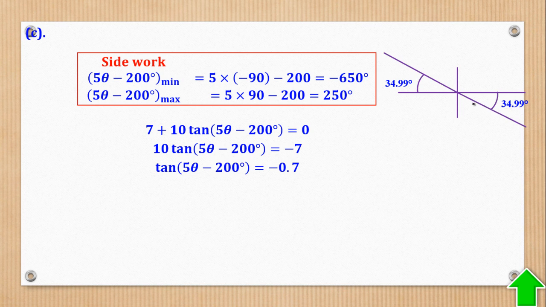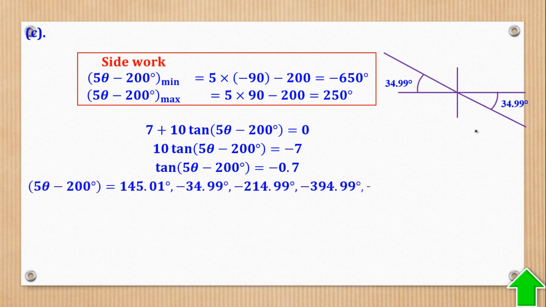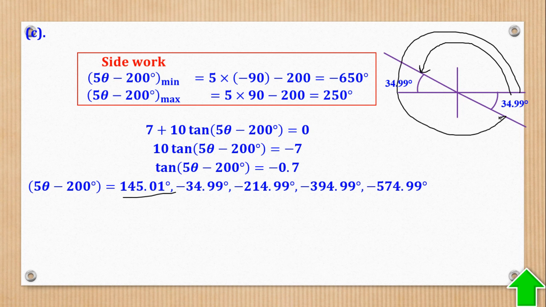Okay, now we want to list, you see those angles, let's see how we got them. We are going to start with the positive ones. Positive ones, the first angle is from here up to here, which is 180 minus 34.99, which is this. The second positive angle would be from here up to here, which is 360 minus 34.99, and to be outside this range. So that's why you have only one positive angle. Let's go to the negative angles. Negative angles, the first one is from here up to here, which is this, okay.